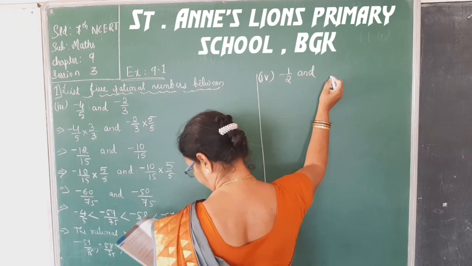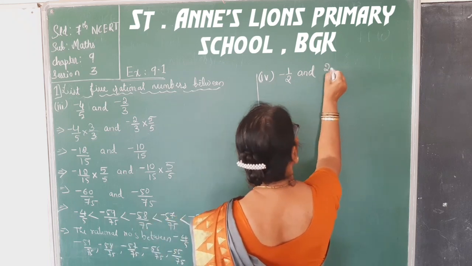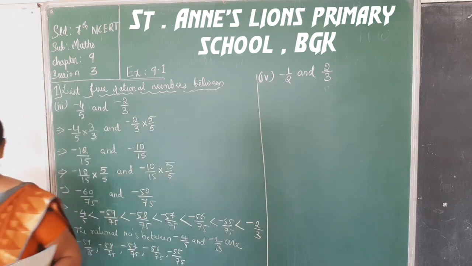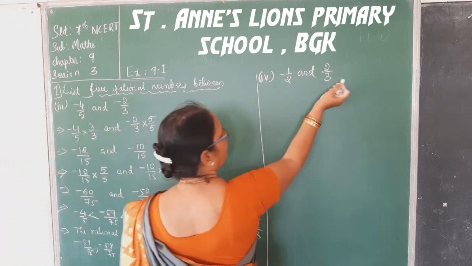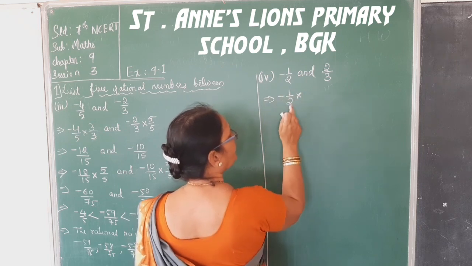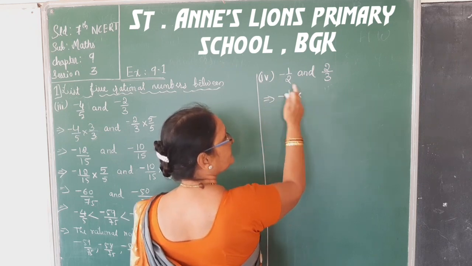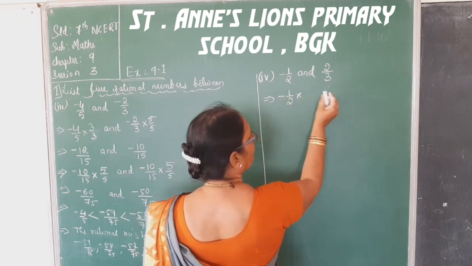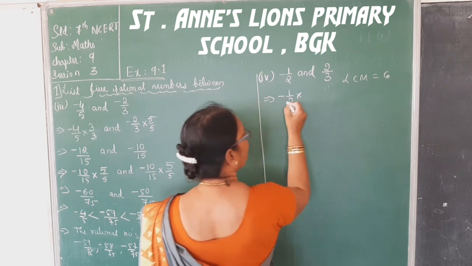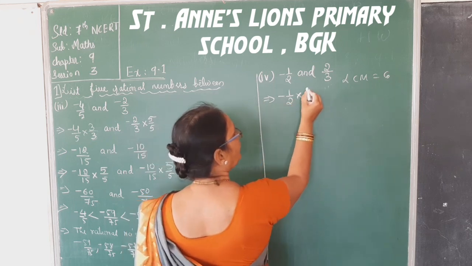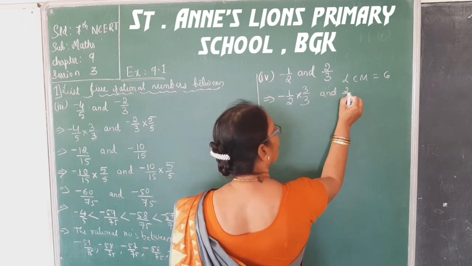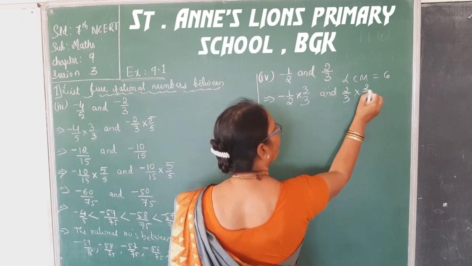Then next I am doing, that is fourth one is, see like this, minus 1 by 2 and 2 by 3. See, here also different denominators are there. So first we will make the denominator equal, that is minus 1 by 2 into, we will multiply this with 3. It is 6 because the LCM is 6. So we will make this denominator 6. Minus 1 by 2 into 3 by 3 and 2 by 3 into 2 by 2.